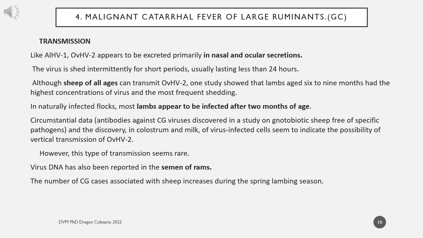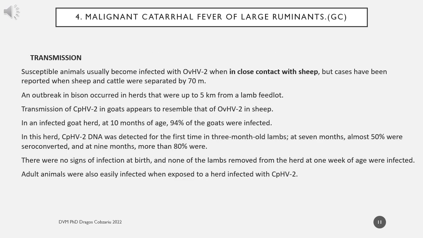The number of CG cases associated with sheep increases during the spring lambing season. Susceptible animals usually become infected with OVHV2 when in close contact with sheep, but cases have been reported when sheep and cattle were separated by 70 meters. An outbreak in bison occurred in herds that were up to 5 kilometers from a lamb feedlot. Transmission of CPHV2 in goats appears to resemble that of OVHV2 in sheep.